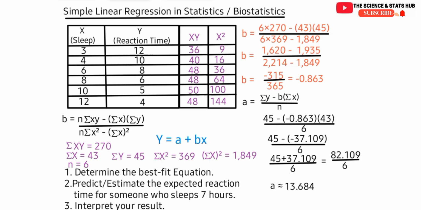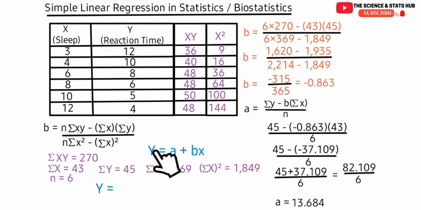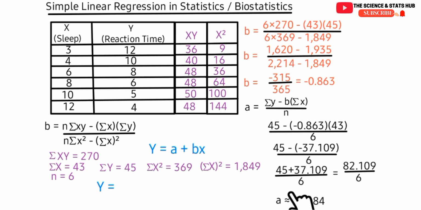Now that we've gotten a value for the slope b and also a value for a, the intercept, we'll substitute these values into this equation to determine the best fit equation. So we have y equal to a, b, then x. The best fit equation is y equals 13.684 minus 0.863x.